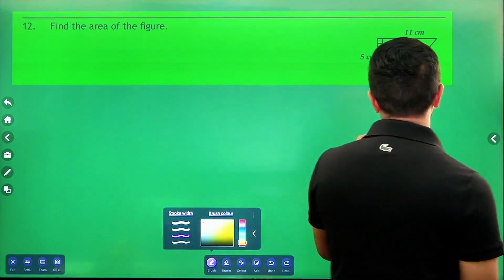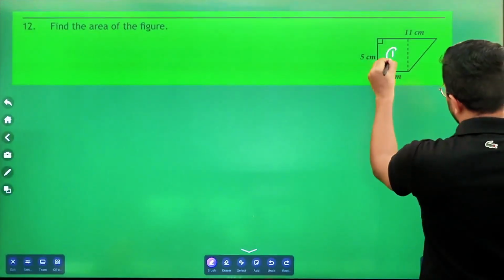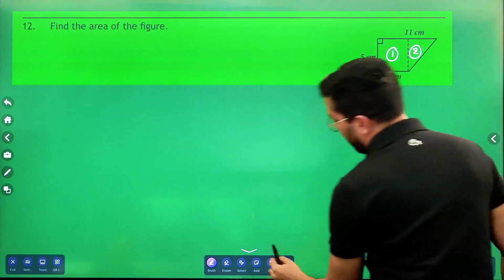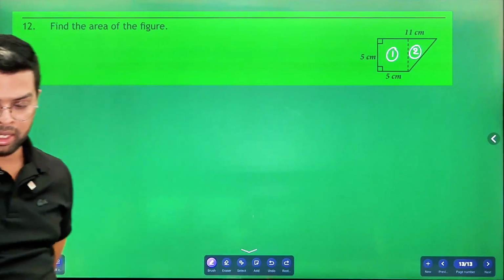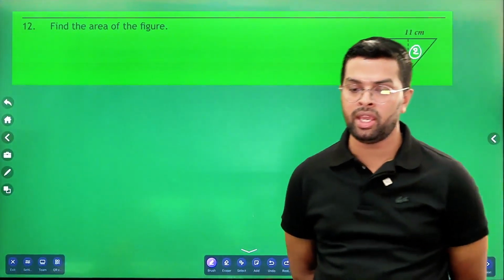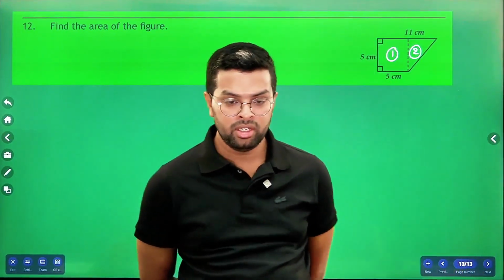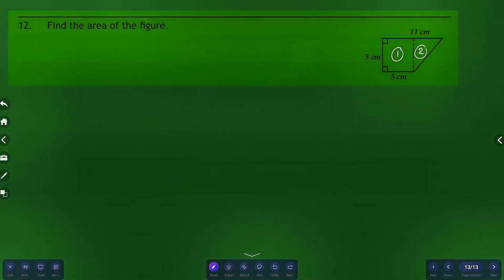Let me name the first figure as a square. This is a square. Let's consider this second one as a triangle, right? Let's find the area of the square separately and the area of the triangle separately. Okay, right. Area of the square.